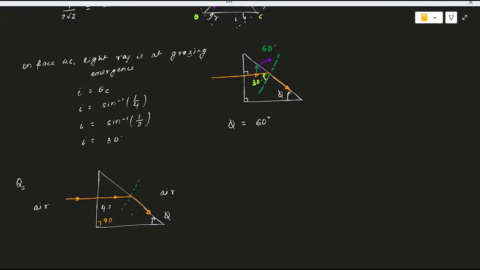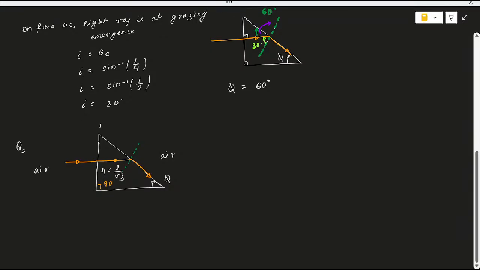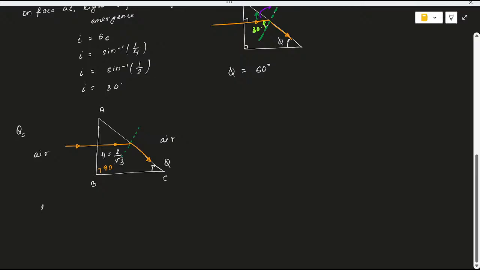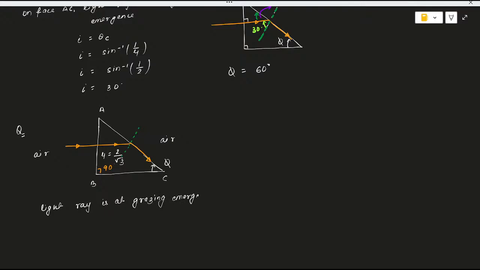Now you're supposed to calculate the value of phi. Mu is given as 2 by root 3. I'll also name it. Since the diagram itself gives us the necessary information to solve this question, but still, I'll write that light ray is at grazing emergence on face AC. So you need to find the value of phi.